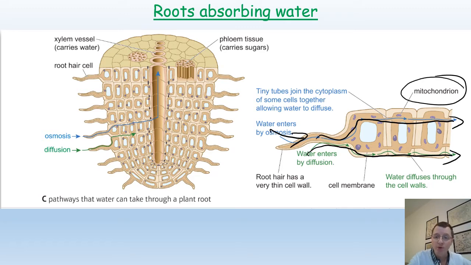One thing to notice is that these root hair cells and root cells have a large amount of mitochondria to carry out respiration and produce ATP, which is the energy source to allow active transport to happen.